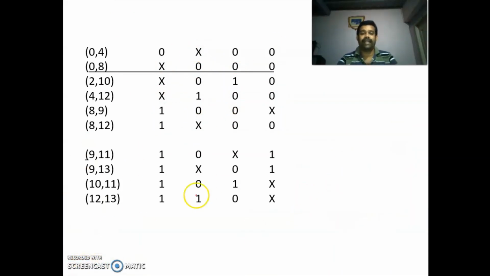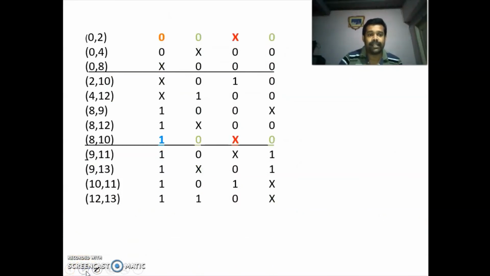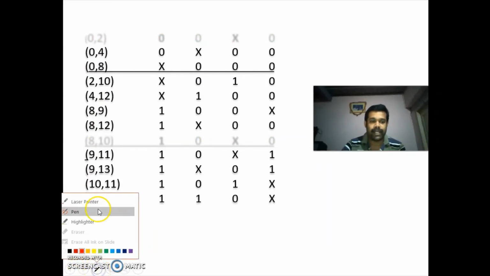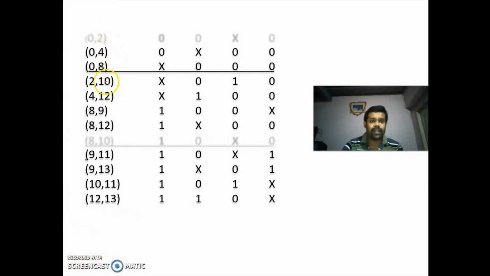Similarly, you have to go for the next step. We will clearly see in the next slides. Now first we are going for 0, 2 and 8, 10. What you have to do is compare these pairs with the pairs which are below the line. You have to compare the numbers above the line with the numbers below the line.